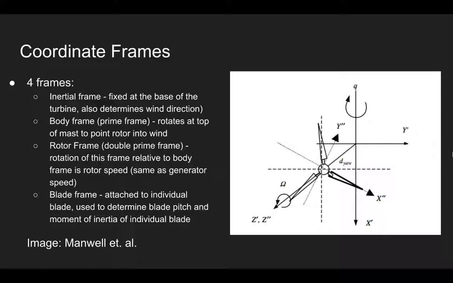The rotor frame, shown here as the double prime frame, is attached to the hub that connects all of the rotors. The rotation of said rotor frame relative to the body frame determines the motor speed. Finally, the blade frame is attached to each individual blade and is needed to determine the blade pitch and the principal mass moment of inertia of each blade.